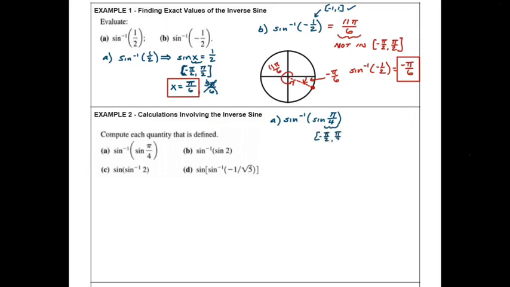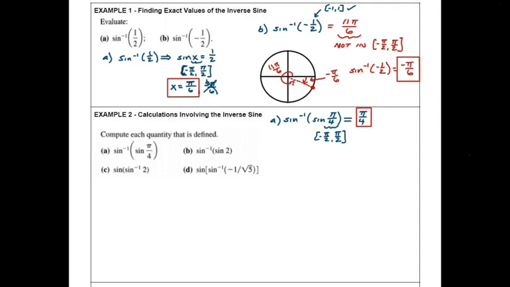If I look at pi over 4 as an input for sine, it has to be somewhere between negative pi over 2 and pi over 2. That's the domain of my sine graph. I'm restricting sine to only that window, and because pi over 4 is in that interval, negative pi over 2 to pi over 2, sine inverse and sine will essentially undo one another, which means my answer should be just pi over 4. And you could verify that by finding sine of pi over 4, which is root 2 over 2, and then finding sine inverse of that, which should still give you the angle pi over 4.